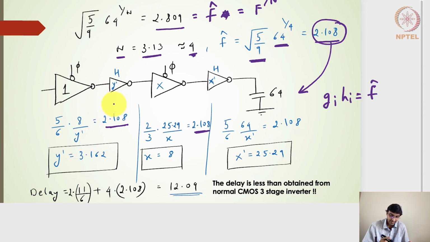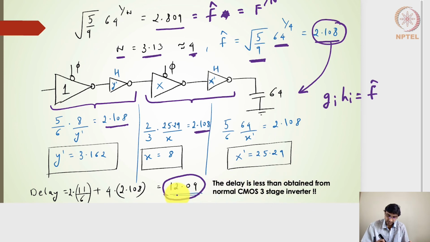So the overall delay in this case will be 2 multiplied by 11 by 6, because there are 4 stages, and 11 by 6 will be the parasitic of one such domino pair. So that means 2 stages combined, we get 11 by 6, and then we have one more domino logic pair. So we will have 2 multiplied by 11 by 6 plus 4 stages multiplied by the F cap, which is 2.108. So we will get 12.09. The overall delay turns out to be 12.09.